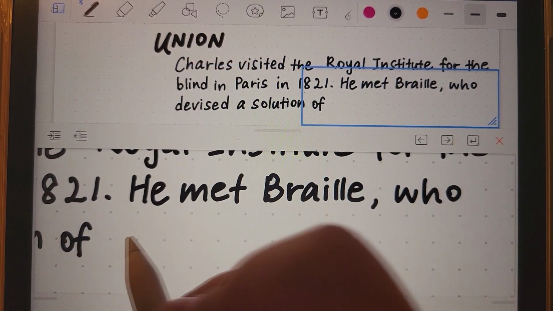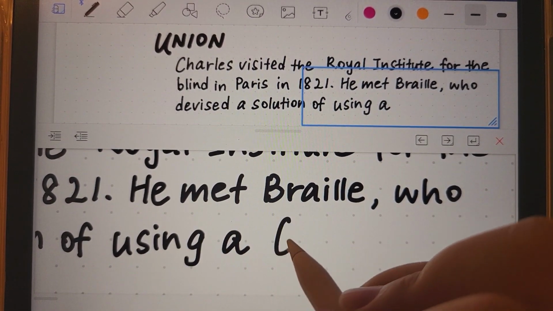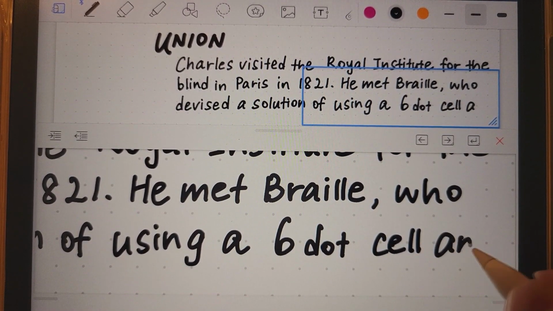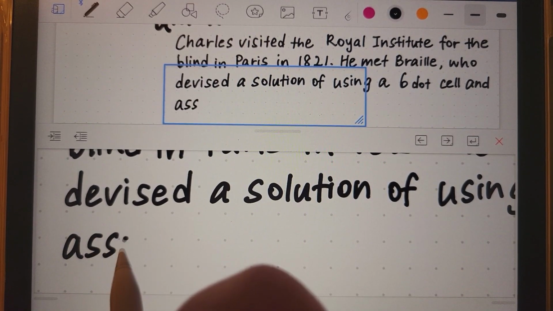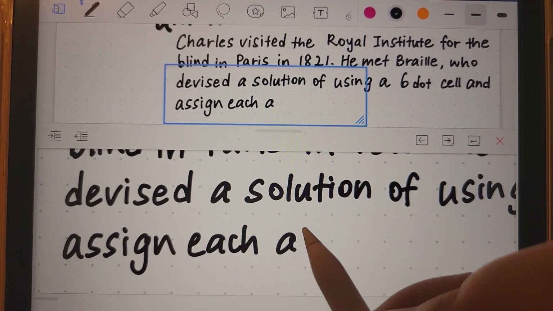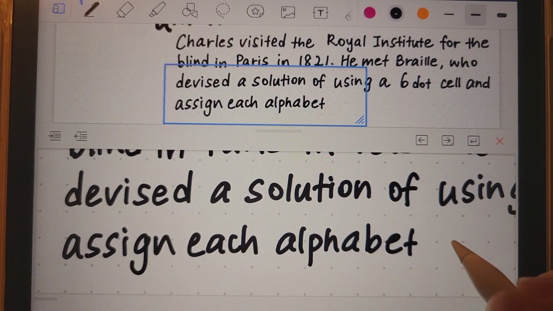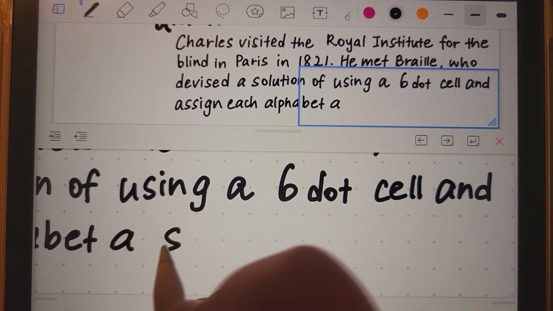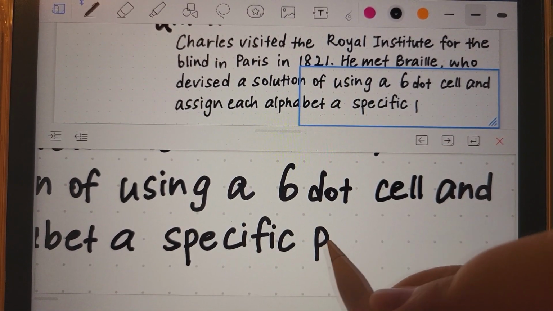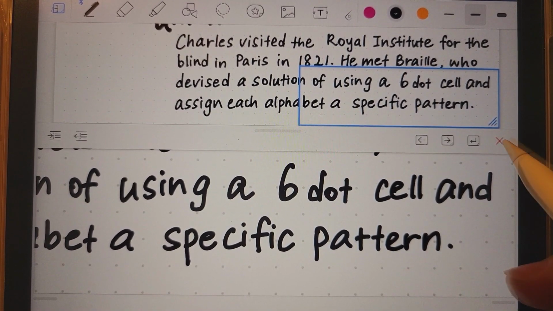solution of using a 6-dot cell and assign each alphabet a specific pattern.